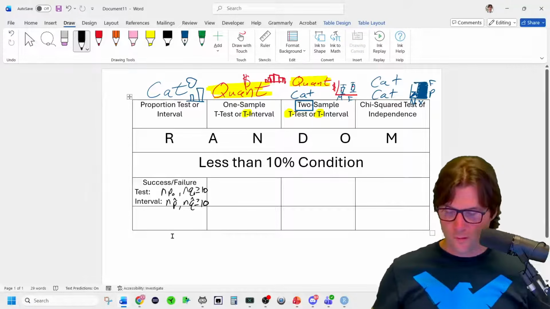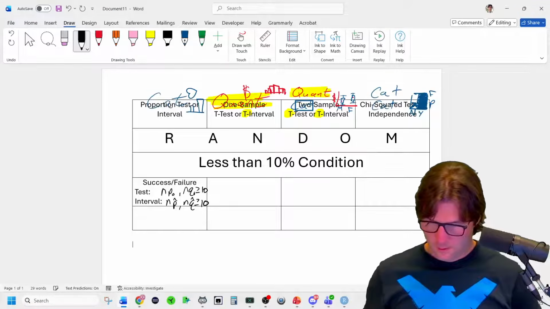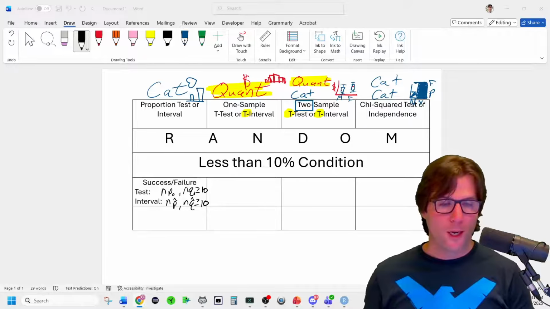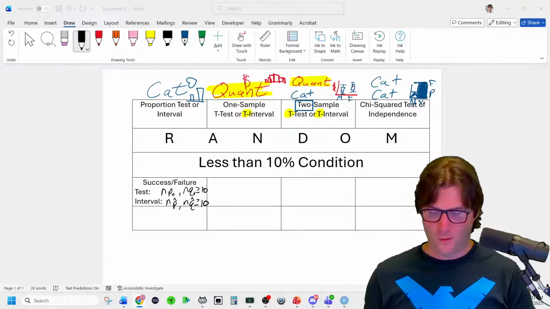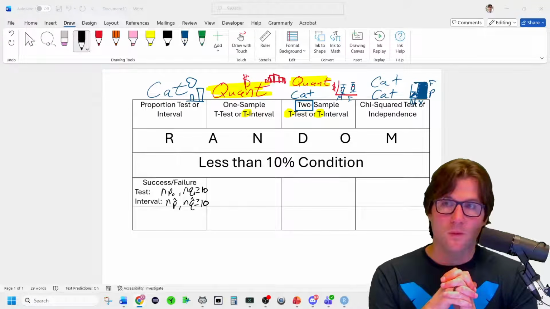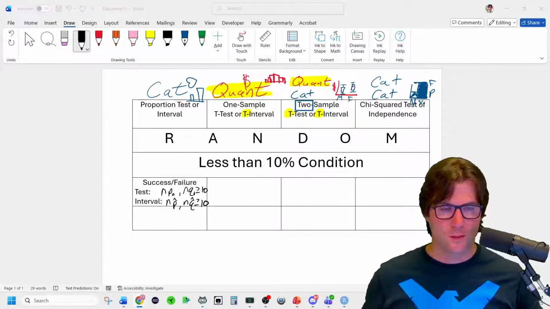So a test question could be the following. Let's write a test question for this. I'm going to put the test question in the chat. Brian goes out and samples 500 UT students. He finds that 4% of them are from New York. Does he pass the success/failure condition?